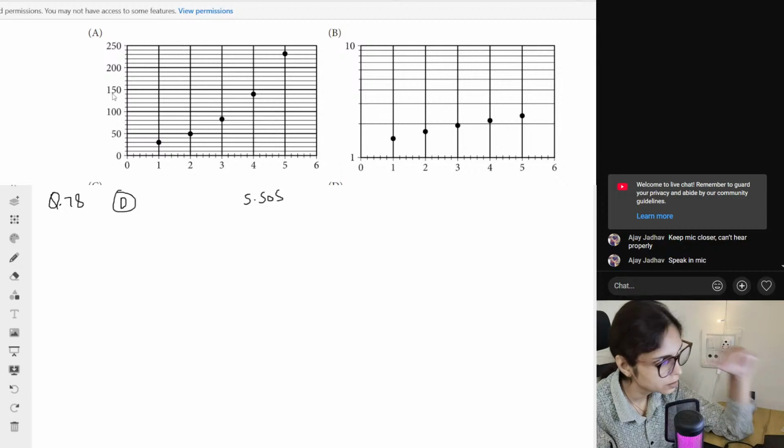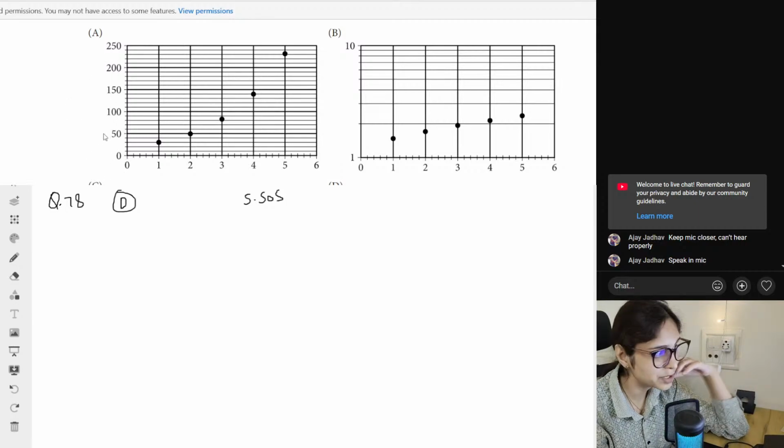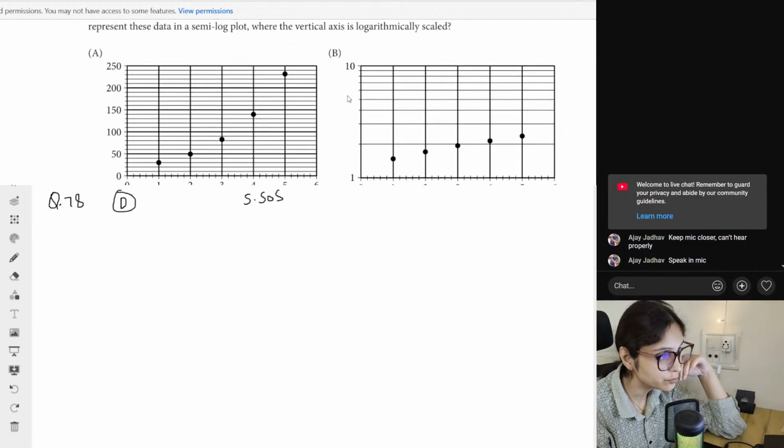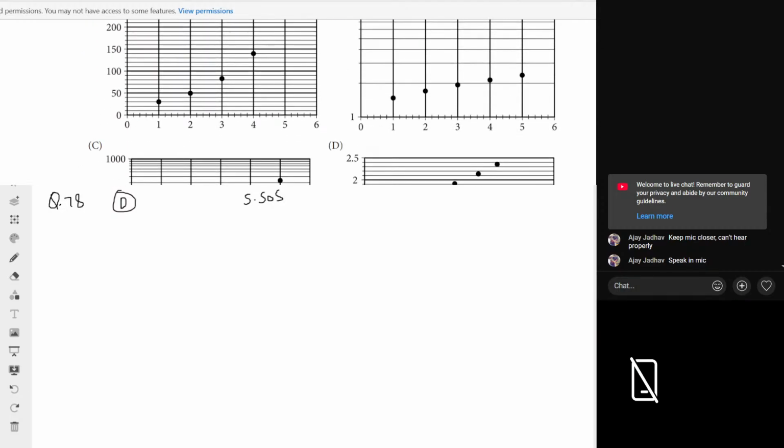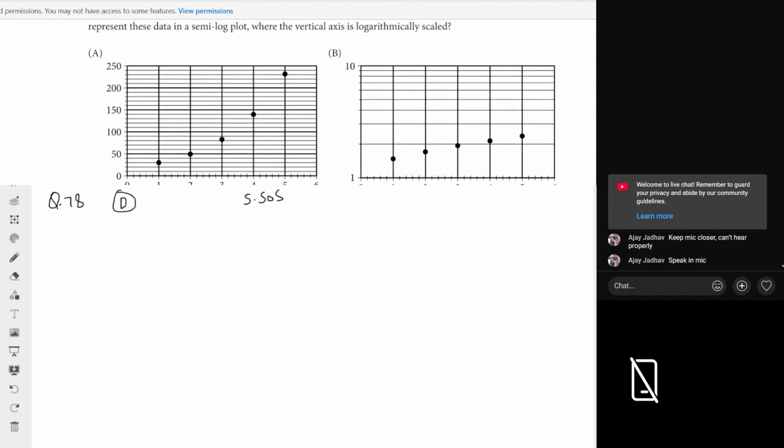So 0, 50, 100, 150, 200, 250, that is not logarithmically scaled because you're just increasing by 50, that is a linear scale. Now you're going from 1 to 10, but your answers are above 10. So option B is already cancelled. Now in option C, you have 1 times 10 is 10, 10 times 10 is 100, 100 times 10 is 1000. So option C is your logarithmically scaled vertical axis, and option D, again you're increasing by 0.5, so that is just a linear scale. So options A, B and D are directly gone out of the window, and now we'll just check option C.